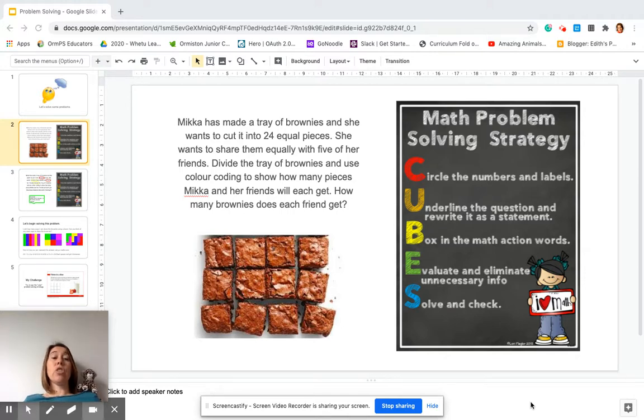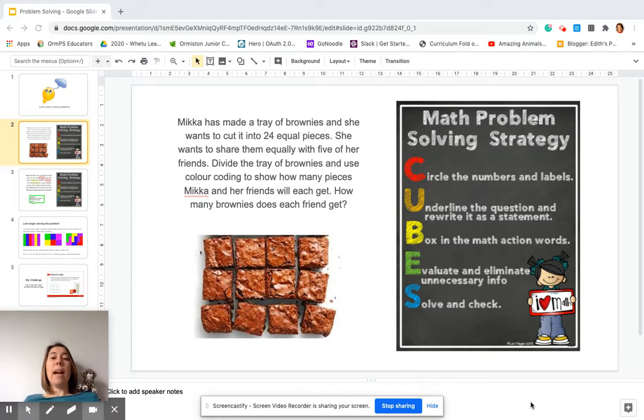Well, boys and girls, I don't know about you, but often when I look at a problem like this, I'm overwhelmed by all the words and I don't really know what needs to be done. So today, I'm going to introduce you to a strategy that I enjoy using to solve problems. And this strategy is called CUBES.